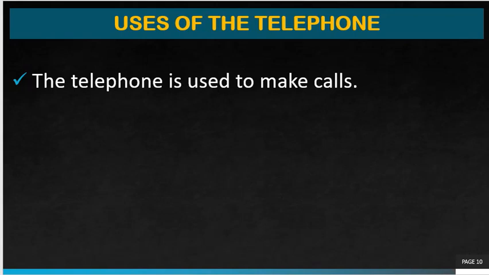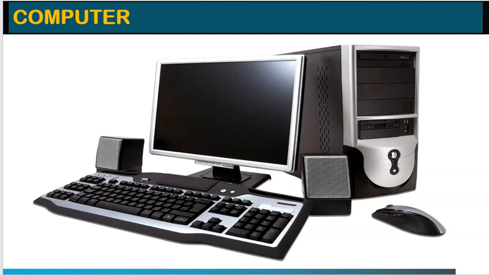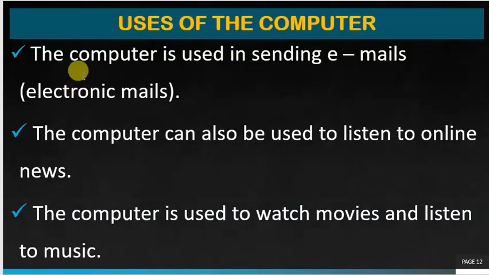And the next device is the computer. This is how a computer looks like. We have already talked about the computer and its parts. Now let's look at how the computer can be used to send and receive information. The computer is used in sending emails, or electronic mails. Emails are the messages that we send to other people having email accounts, and when you send messages to them, it's a form of sharing information. So the computer is used in sending and receiving emails.